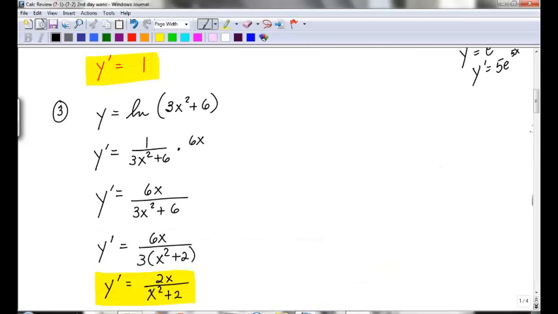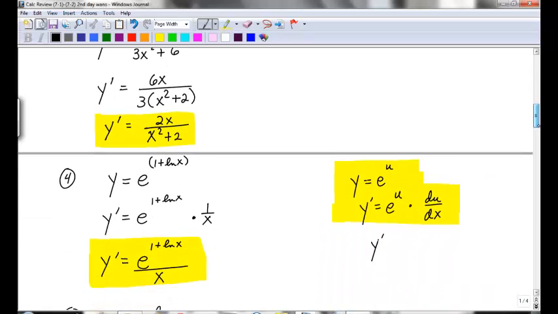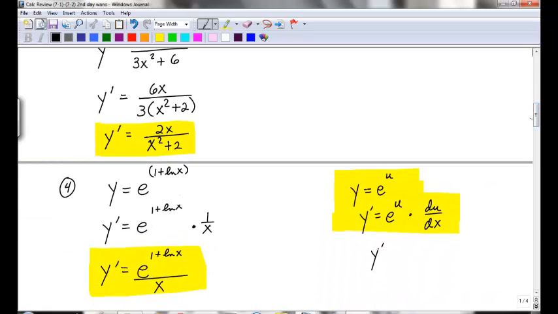Okay, check answers on this one. Should end up with the first derivative is e to the 1 plus natural log of x, and then the derivative of 1 would just be 0, and the derivative of natural log of x is 1 over x. You could write it like this or write it all together.